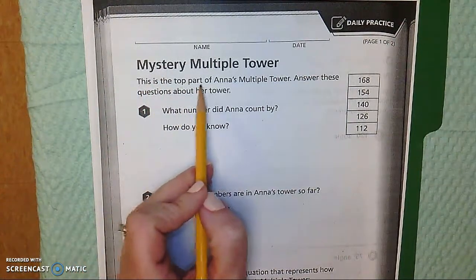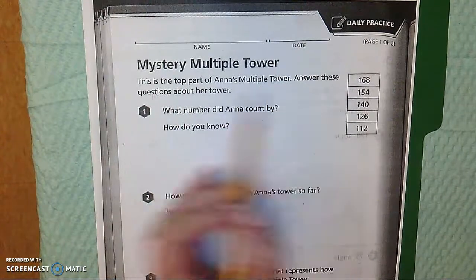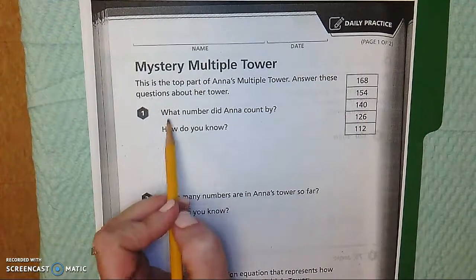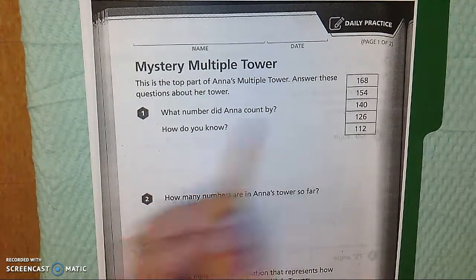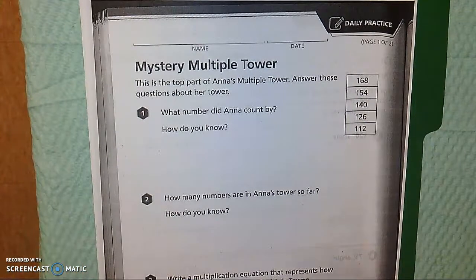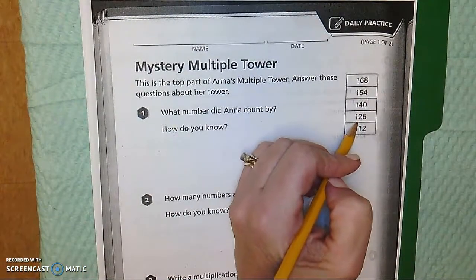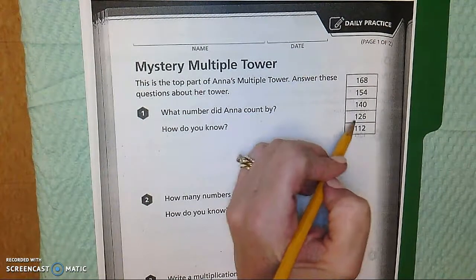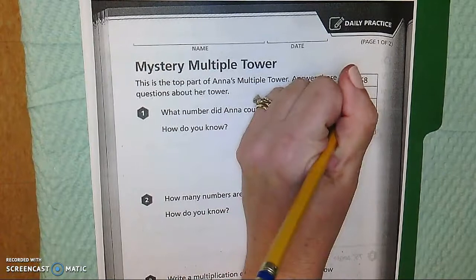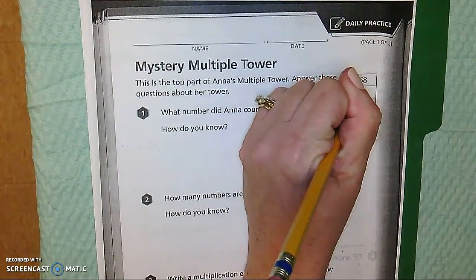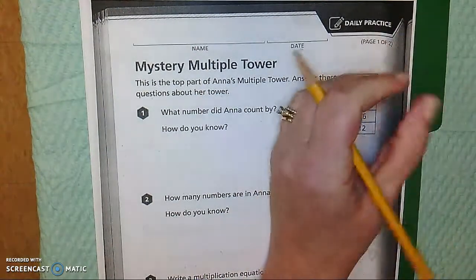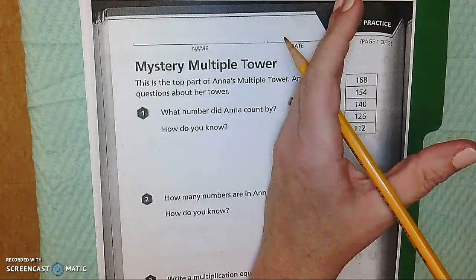Alright, this is the top part of Anna's multiple tower. Answer these questions about her tower. So what number did Anna count by, and how do you know? The way that we find that out is we look at the difference between these numbers. You could say 168 minus 154, or 154 minus 140, or 140 minus 126. It doesn't matter because you're going to get the same answer regardless, okay?